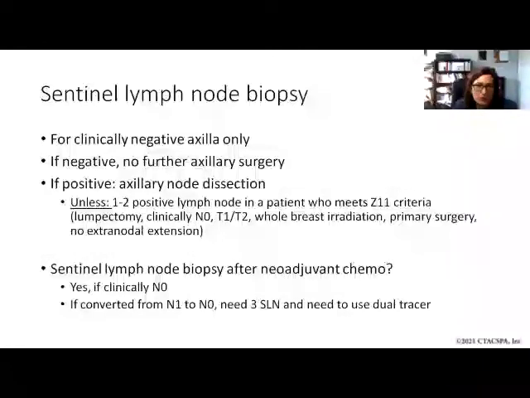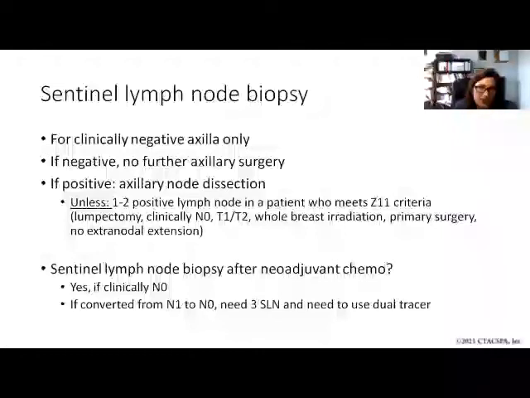So they did the Z11 study, which I'm sure you've all heard of by now. But basically, if a patient meets the Z11 criteria, they do not need to get a completion axillary node dissection. And those Z11 criteria were: they have a lumpectomy, they're clinically negative, it's a T1 or a T2 tumor, they're scheduled to have whole breast radiation afterwards. This is the first surgery that they're having. It's not a repeat cancer, and there's no extranodal extension. So in this case, if I have 1 or 2 positive lymph nodes, I don't need to do the axillary node dissection.